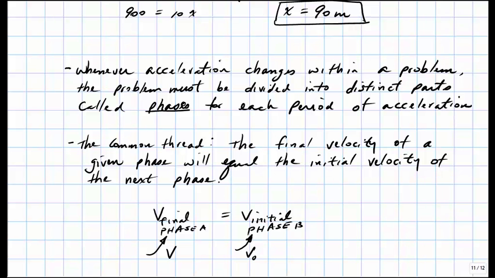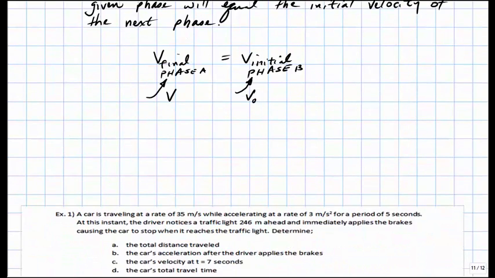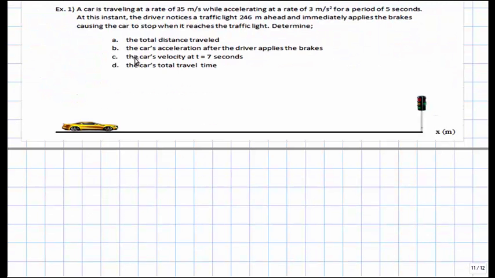We will now introduce an example that involves multiple phase analysis. So here's our example. It reads, a car is traveling at a rate of 35 meters per second while accelerating at a rate of 3 meters per second squared for a period of 5 seconds. At this instant, the driver notices a traffic light 246 meters ahead and immediately applies the brakes, causing the car to stop when it reaches the traffic light. We're going to determine the total distance traveled, the car's acceleration after the driver applies the brakes, the car's velocity at t equals 7 seconds, and the car's total time of travel.